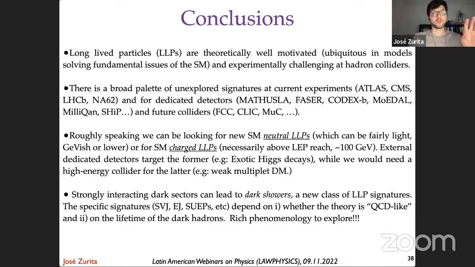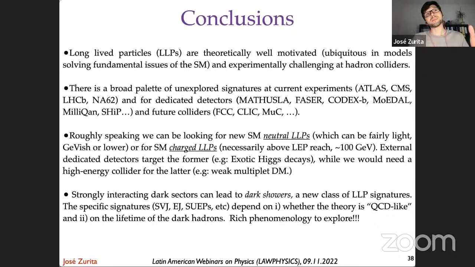You can have neutral long-lived particles. They could be fairly light because they would obey most constraints. They don't have standard model charges. That's what I mean by neutral. And these are mostly being targeted by the dedicated detectors. Of course, LHC people want to find them, but if they are just too long-lived, LHC will not see them.